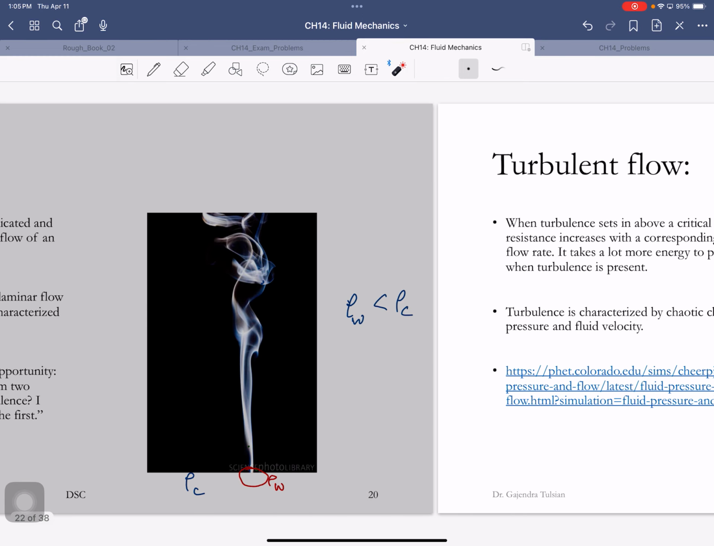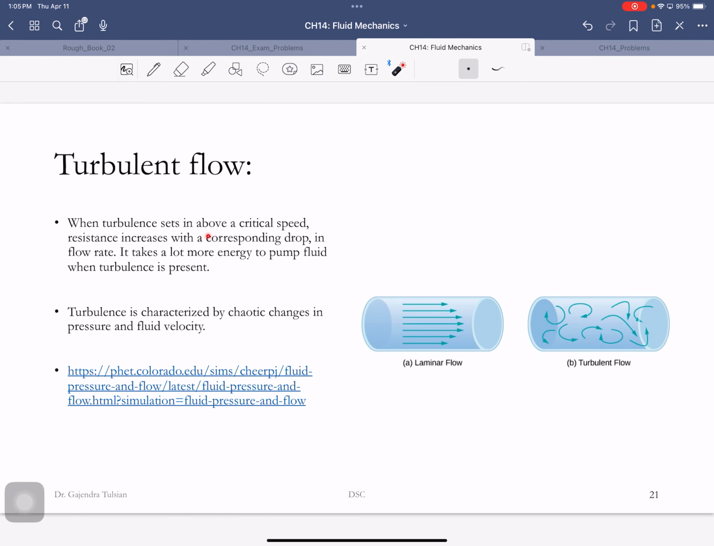So when turbulence sets in above a critical speed, resistance increases. There's more resistance, and to pump the same amount of fluid, the pressure difference you have to maintain is higher. It takes a lot more energy to pump fluid when turbulence is present.